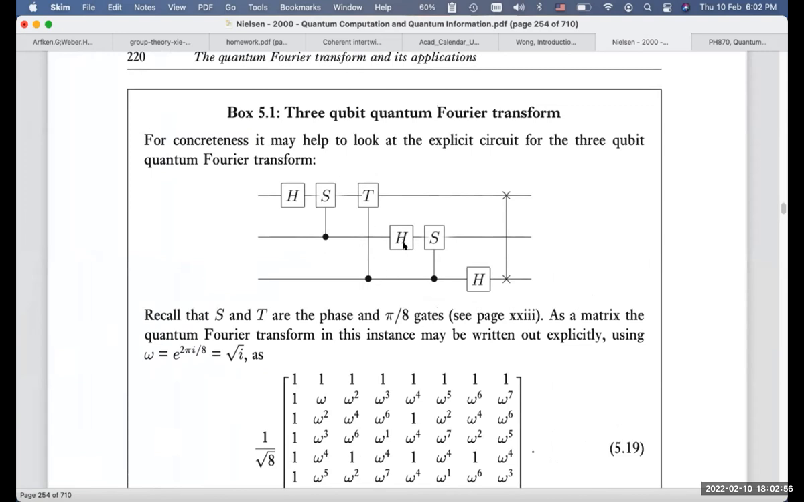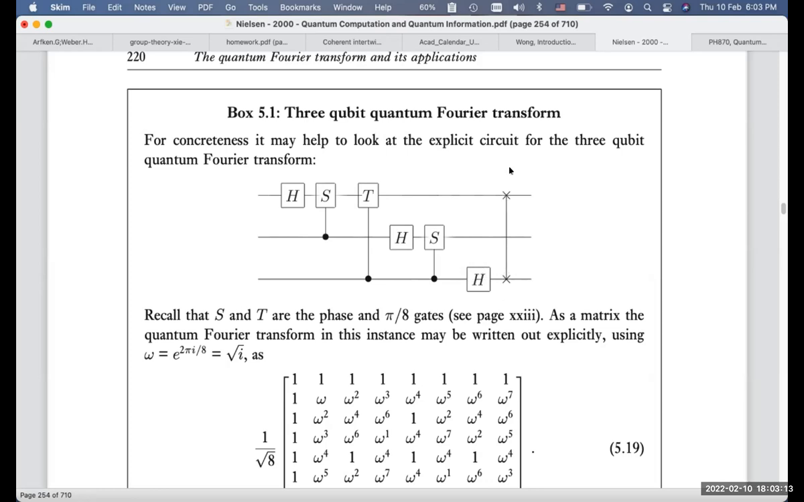Then you move on to the second qubit. You apply a Hadamard. What can you do here? Well, you can only apply an S gate. You can only apply a pi by 4 rotation. You run out of options. Then you come to the third qubit. All you can do is apply a Hadamard and you're done.